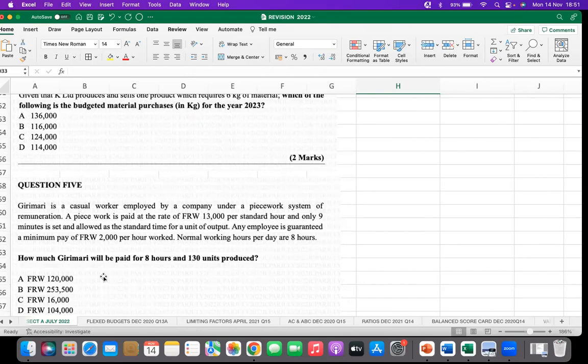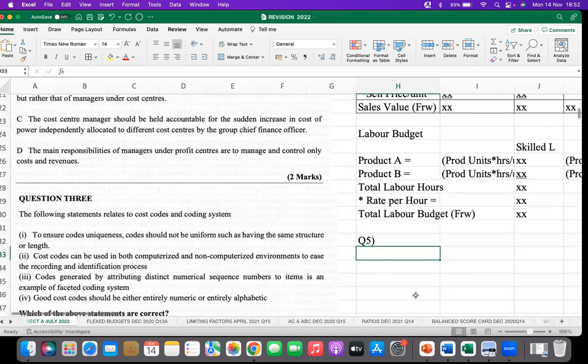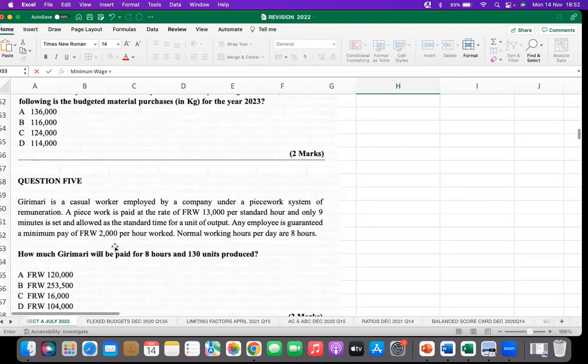Any employee is guaranteed a minimum wage of 2,000 per hour worked. Normal working hours per day are 8 hours. How much will be paid for 8 hours and 130 units? So in other words, there are some calculations we need to do first. What is the minimum wage? You have been told any employee is guaranteed a minimum wage of 2,000 per hour worked.